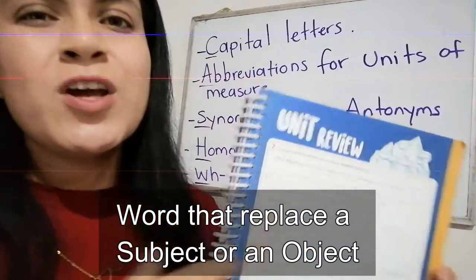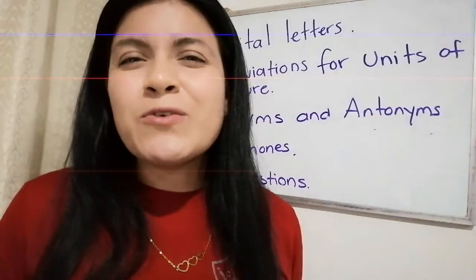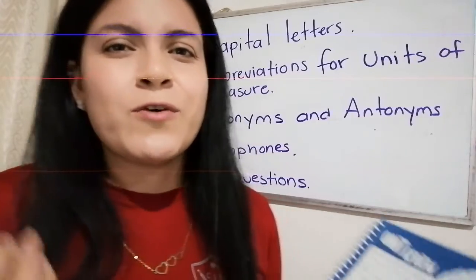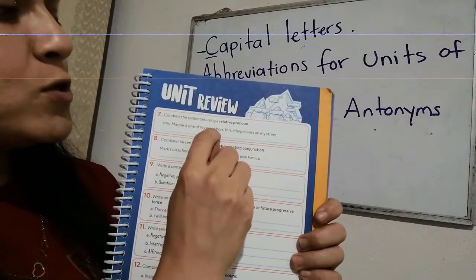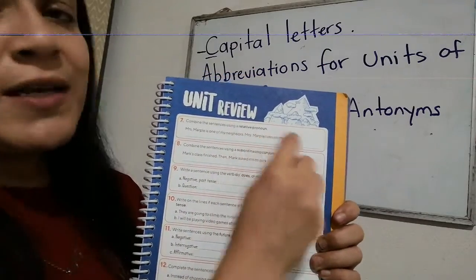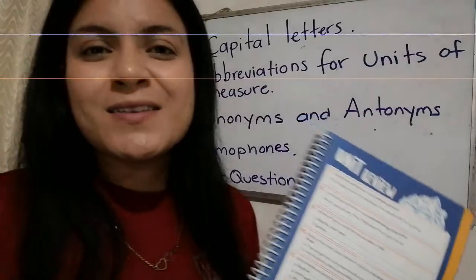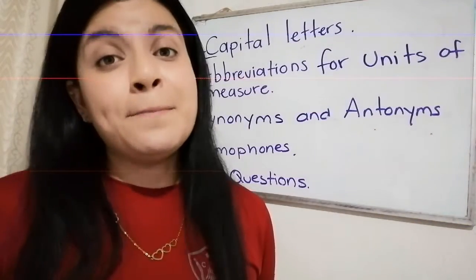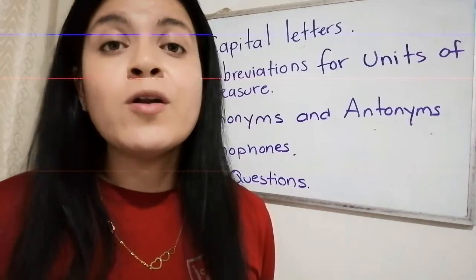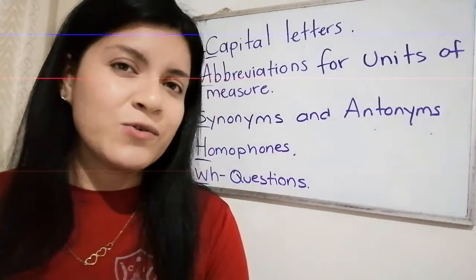For example, to not repeat the same information, we can say, Mr. Marple is one of my neighbors who lives on my street. Yes? So we are not using the same information. We replace Mr. Marple with who. Okay, those are relative pronouns.